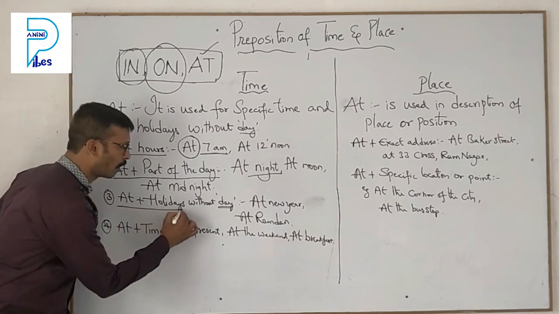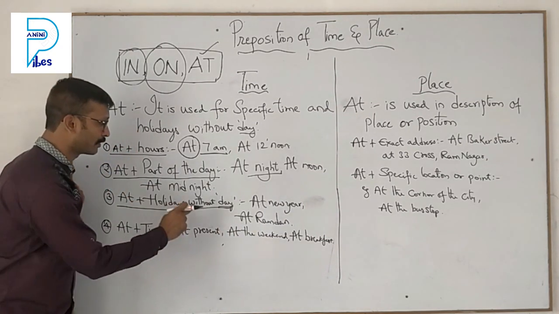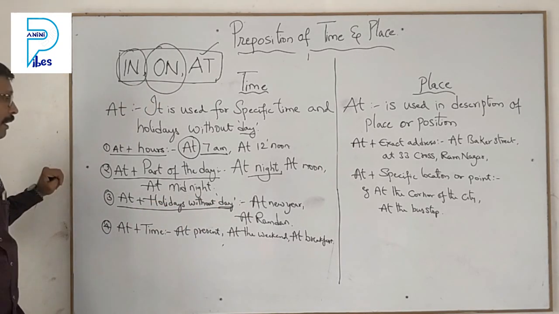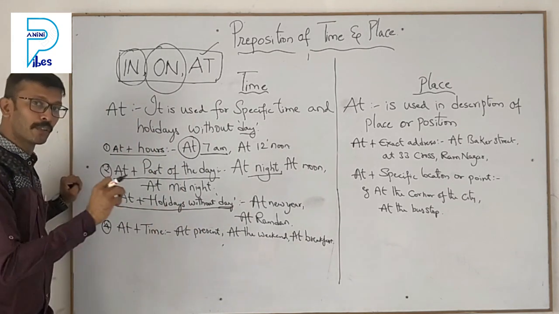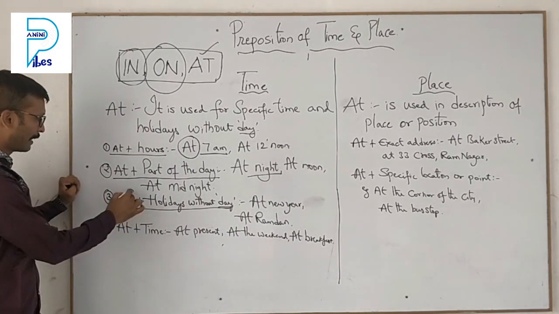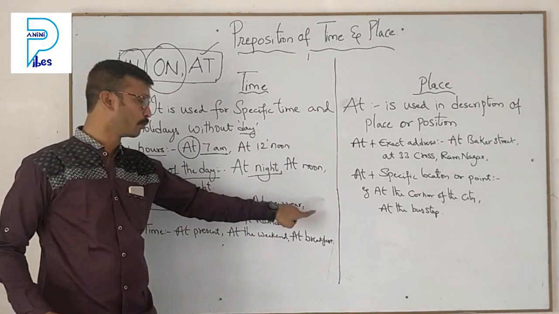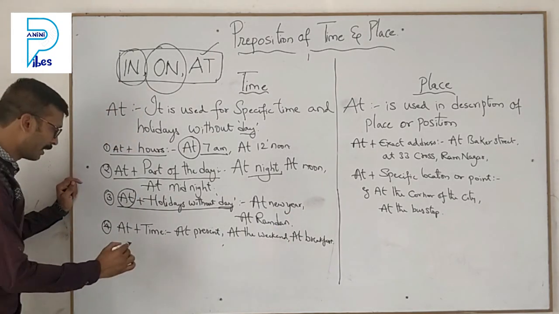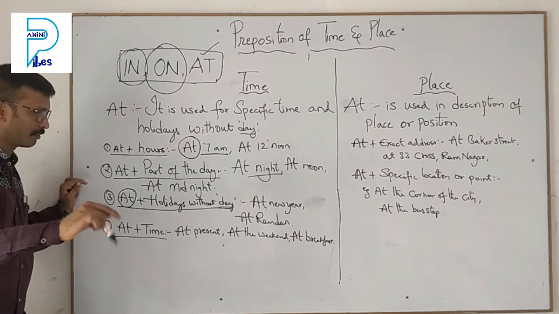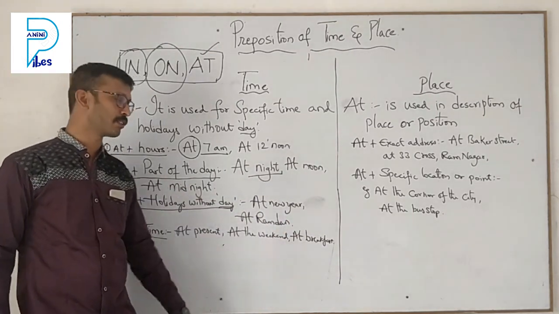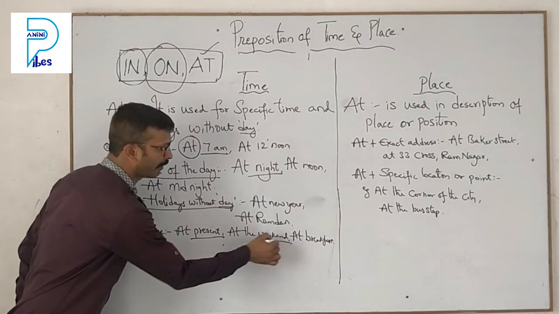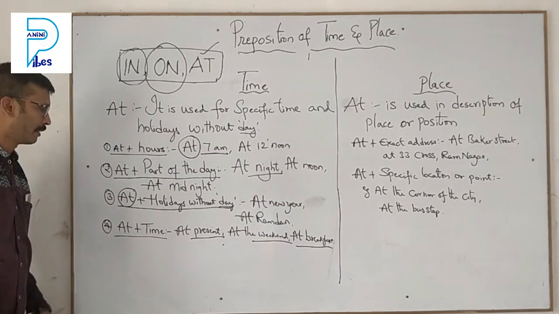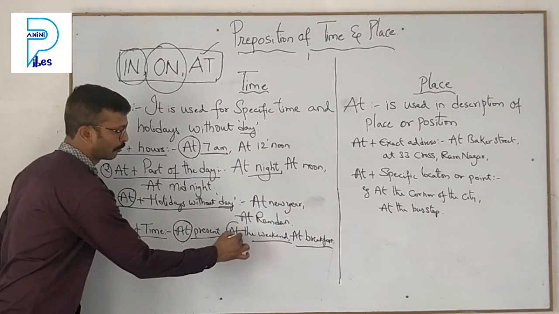And at plus holidays without day. I already mentioned it. When we use day with a holiday, then we use on as a preposition of time. And when we don't use the word day in the holidays, then we use at as a preposition of time. For example, at New Year, at Ramadan, at Diwali, at Dashara. So in the same way, at plus time: at present, at the weekend, at breakfast. All these are specific times, and when we talk about a specific time, then we use the word at as a preposition of time.